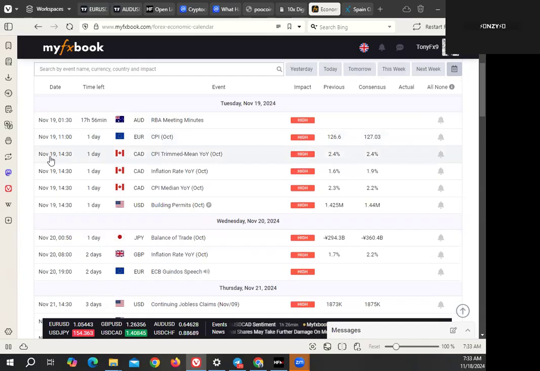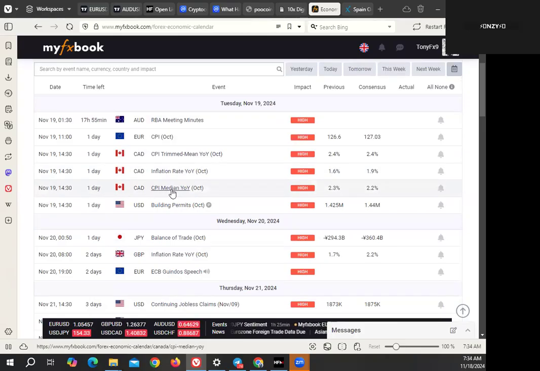Then as well on November 19th, which is tomorrow, by 2:30 p.m., we have CPI for Canada as well. The same narrative I explained this evening will happen to the Canadian dollar. This is the inflation rate year over year. CPI trim mean year over year has to do with inflation minus the price of food and the price of energy. It gives a more simplified approach to the CPI data. Then this inflation rate over here has to do with plus food and plus energy.